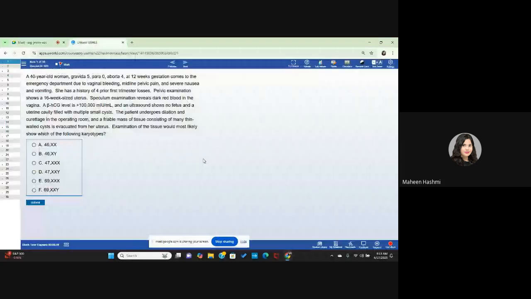All right. So the first question we have today is: a beta HCG level is greater than 100,000, and an ultrasound shows no fetus and a uterine cavity filled with multiple small cysts. What does this mean? A beta HCG greater than 100,000 and multiple small cysts. What does this mean?